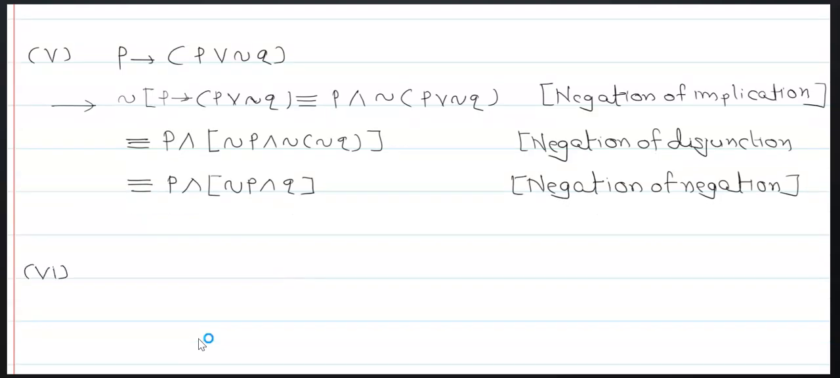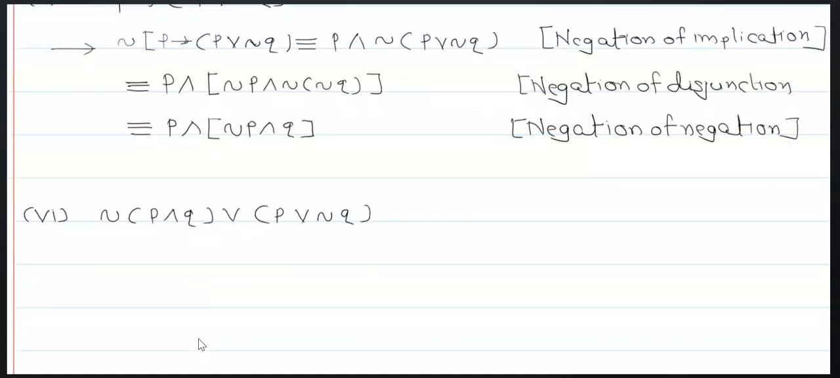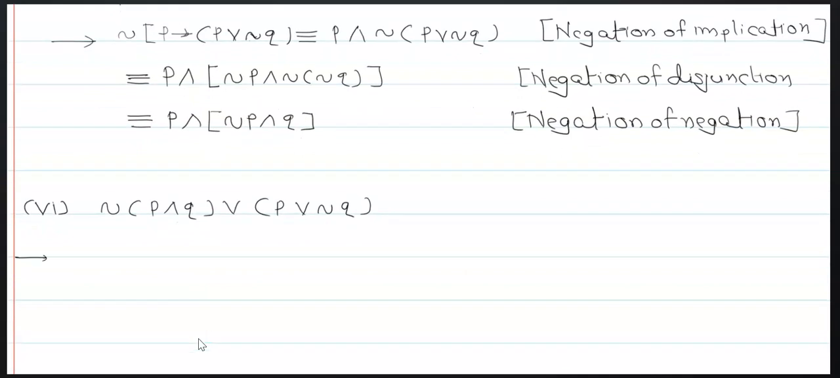Therefore, this is going on. Now the next is negation of (P and Q) or (P or negation of Q). Negation of (P and Q) or (P or negation of Q).